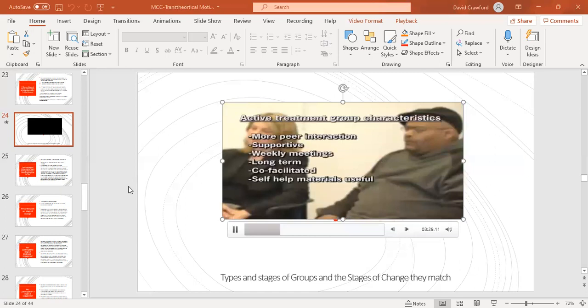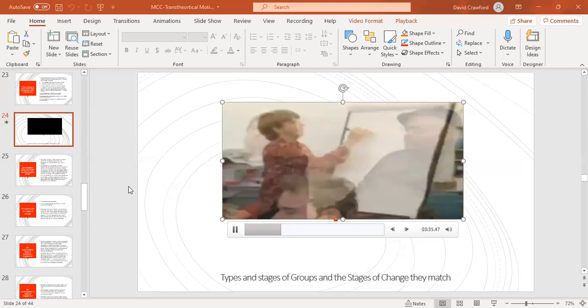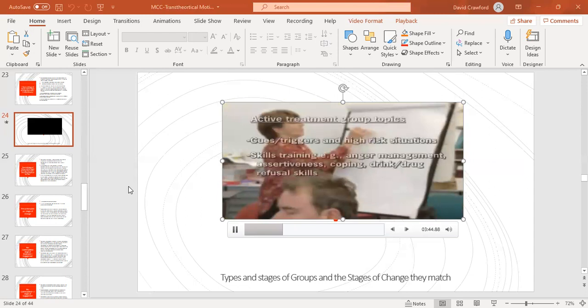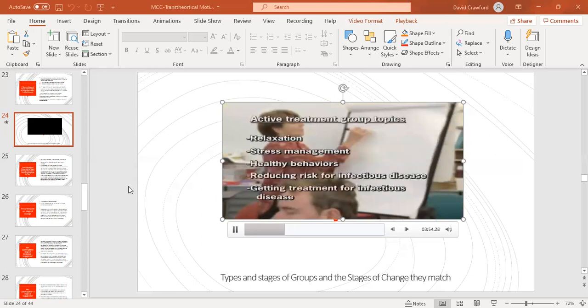These groups meet weekly and are offered in a long-term schedule that allows clients to attend for years if they would like to. The topics of active treatment groups are similar to the topics covered in engagement groups, but are more directly focused on stopping substance use and avoiding relapse. Topics include coping with cues or triggers to use in high-risk situations, managing emotions, coping strategies, relaxation skills, and other ways of coping with stress. The leaders teach clients these and other healthy behaviors, including dealing with infectious diseases such as HIV and hepatitis.